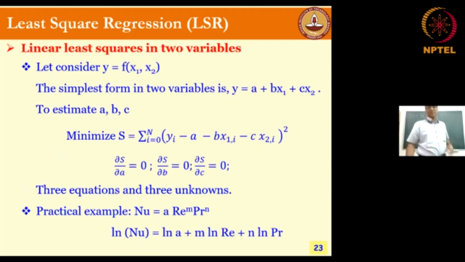Okay. Linear least square in two variables. Let us consider y equal to f of x1, x2. The simplest case, y equal to a plus b x1 plus c x2. To estimate a, b, c, take the sum of the squares of the residuals, S equals sigma of (y minus y fit) whole square, i equal to 1 to n. Dou S by dou a equal to 0, dou S by dou b equal to 0, dou S by dou c equal to 0. Three equations, three unknowns, you can find a, b, c.